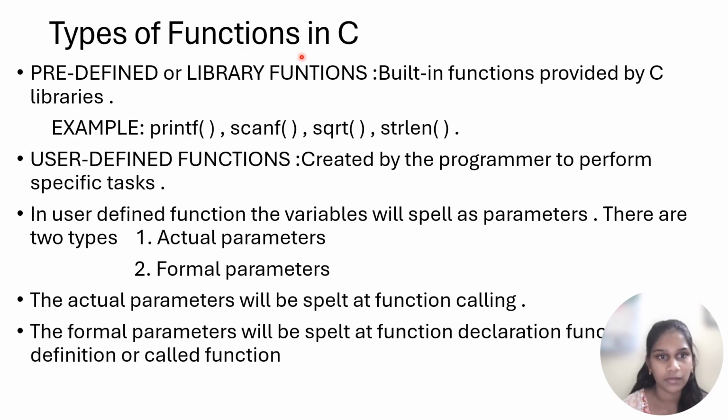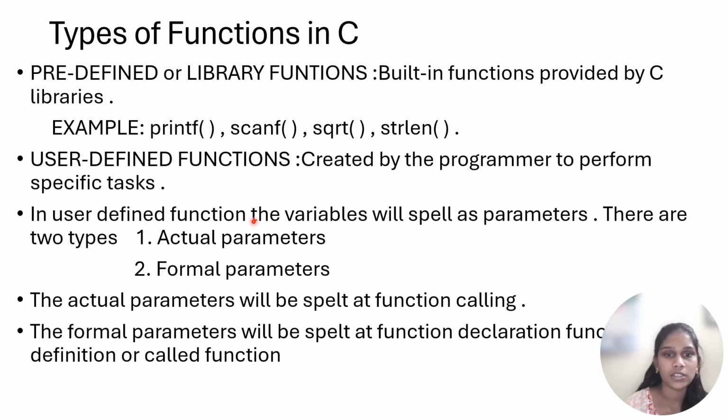Types of functions in C. There are two types of functions in C language. One is predefined function or library function, and the other one is user-defined function. Predefined or library functions are built-in functions provided by C libraries. Example: printf, scanf, sqrt, etc. User-defined functions are created by the programmer to perform specific tasks.